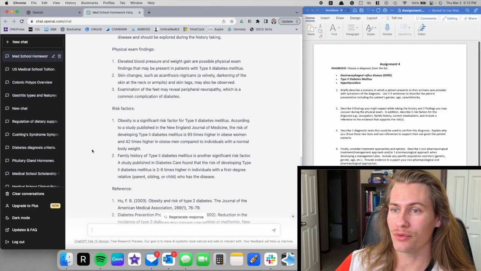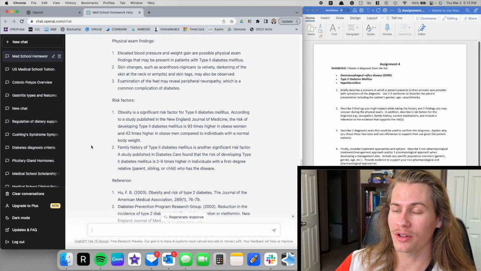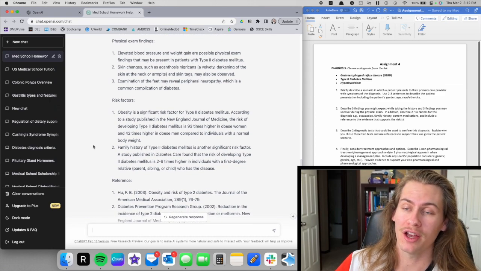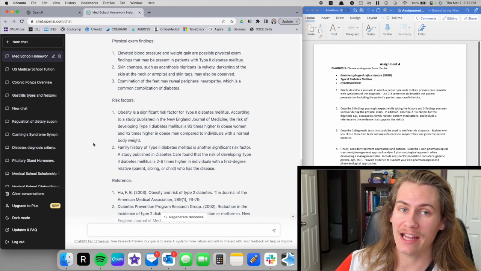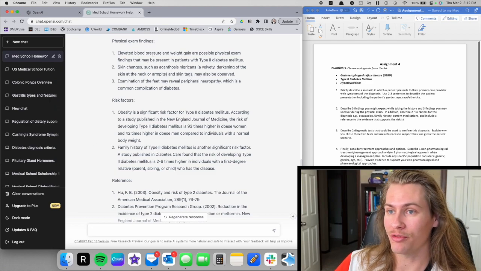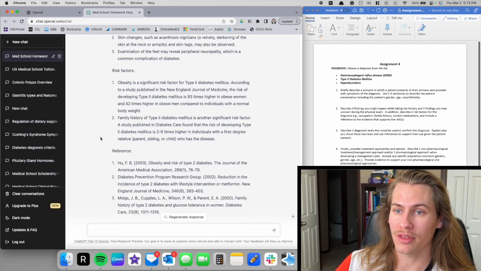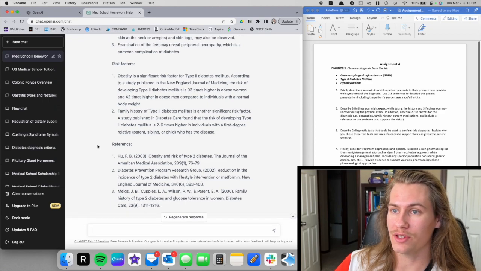Examination of the feet might reveal peripheral neuropathy, which is a common complication. So depending on how long this patient has had diabetes before coming in to see you as their provider, they may have different things here. So their risk factors, obesity is a significant risk factor.